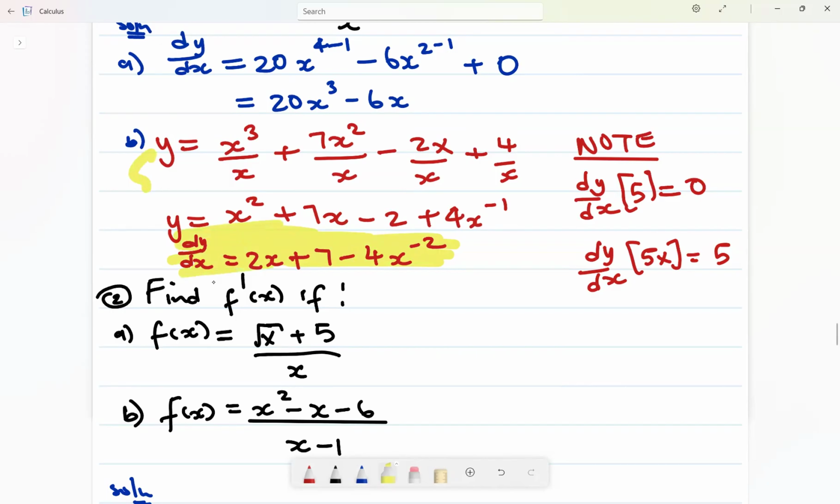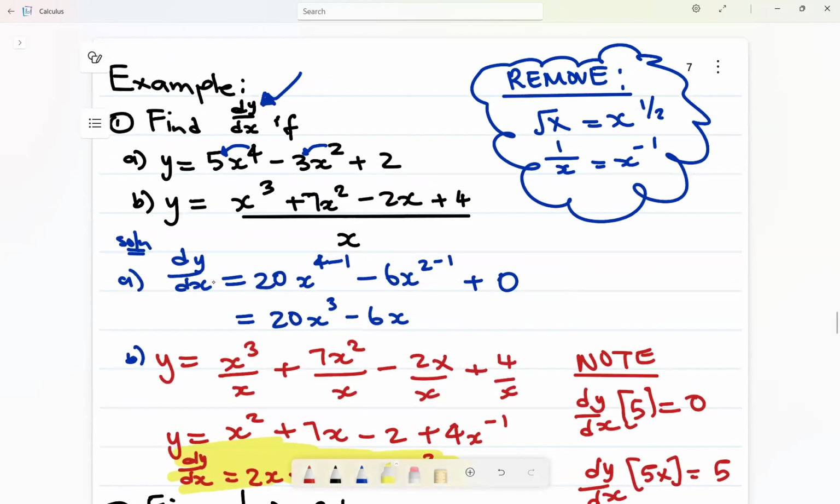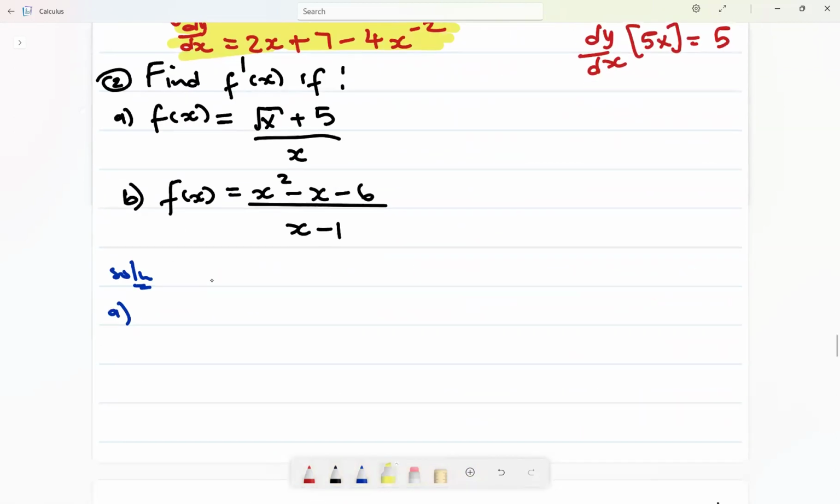Here, before you simplify this, you do not write dy/dx. dy/dx is going to be your final step. Why? Check here. Here it was already in simplest form. We just applied dy/dx, okay?